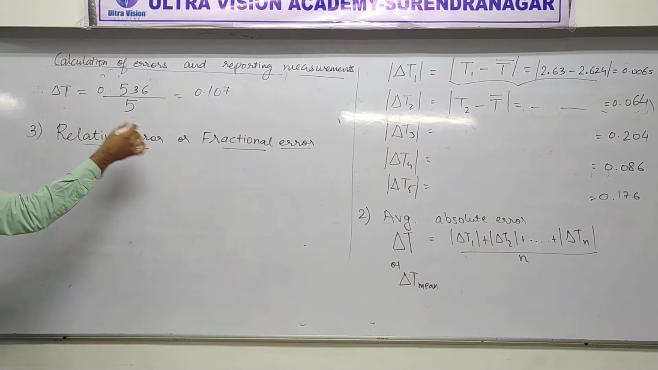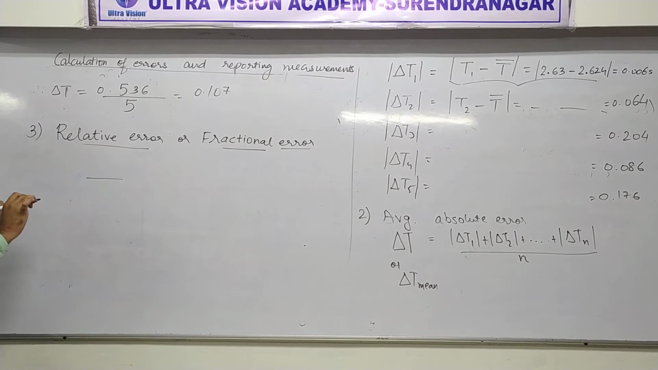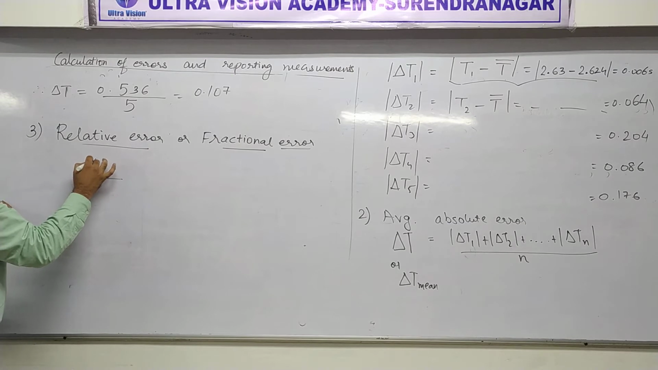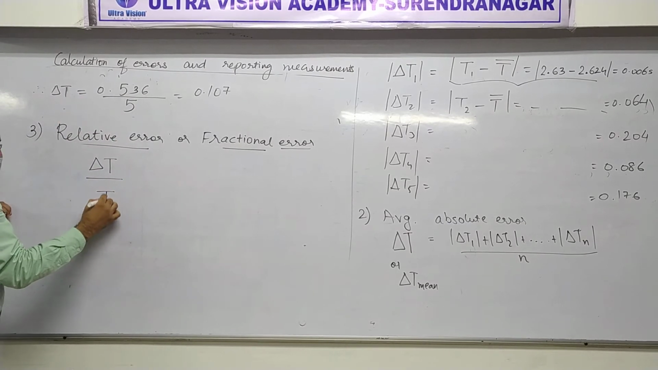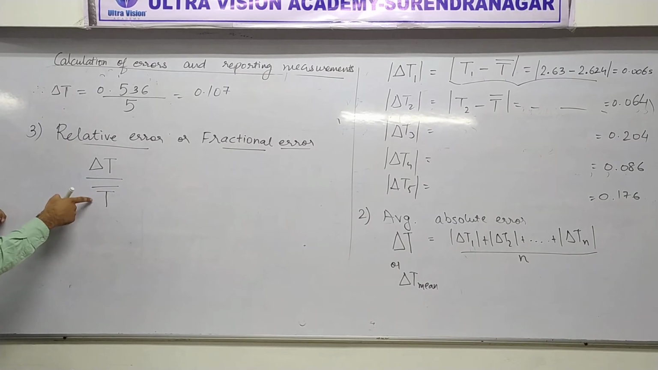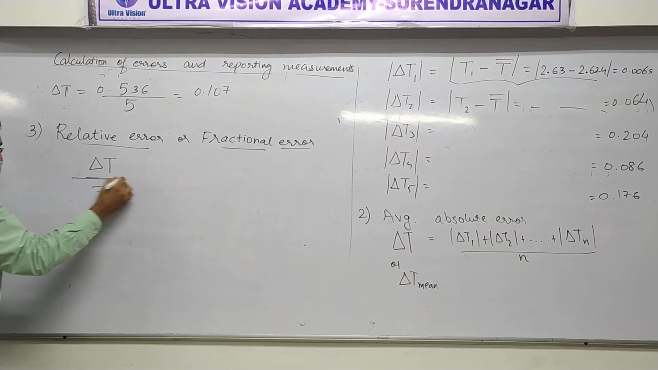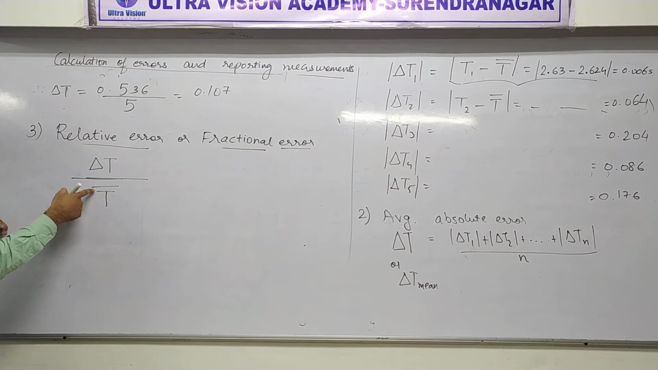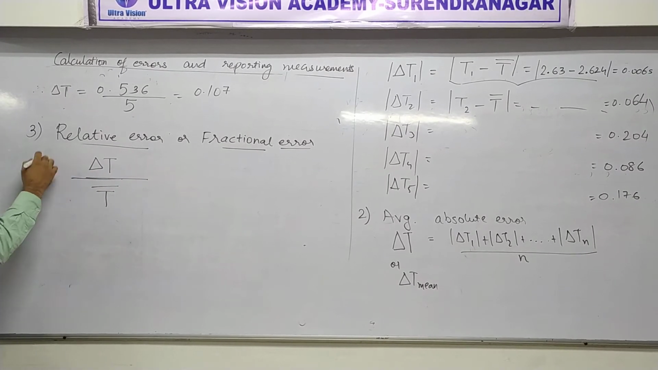So fractional error or relative error means division of 2 quantities, but of what? Of the delta T, that is this, divided by the average or the measured value. Did you understand this? This is T bar and this is the division denominator sign. So this is called relative error.